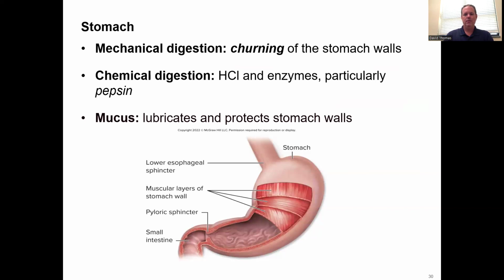So what's keeping the stomach acid and the enzymes from actually digesting the stomach itself, because the stomach has muscle there too, it's got protein there too? You've got a relatively thick mucus layer or lining inside of the stomach, and that's helping to lubricate and create a protective barrier there inside of the stomach.